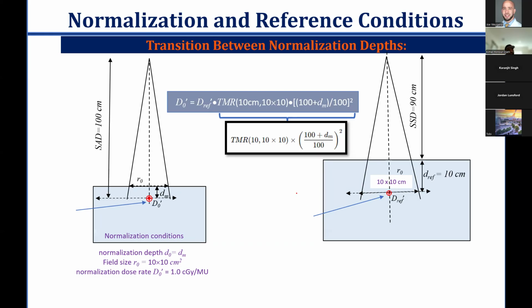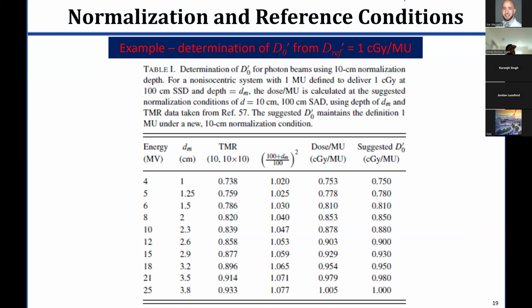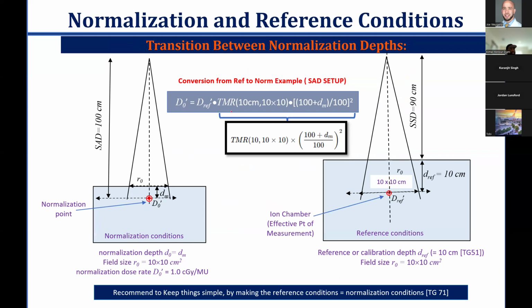Now, per TG-71, in order to do so, you essentially multiply the dose calculated at the reference depth with the TMR corrected for the inverse square law here. And they actually gave us a beautiful table to show us how this has been done. You can look at the energies, the various depths, the TMRs, the correction for inverse square law, and you can see here that this is multiplied with this, and the dose is converted from here to here by simple multiplication. So this really demonstrates one simple way where you can convert from the reference point to the norm point as well.